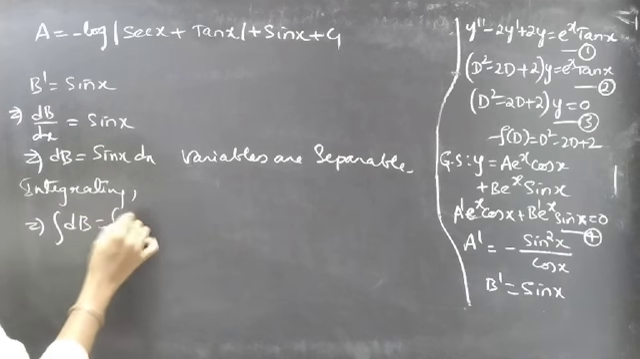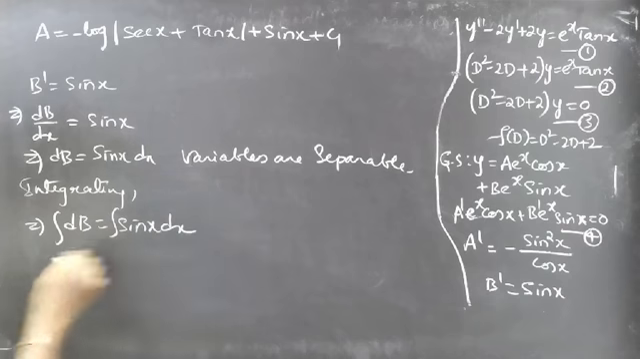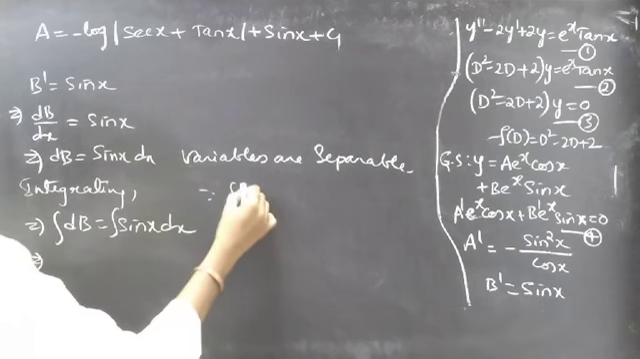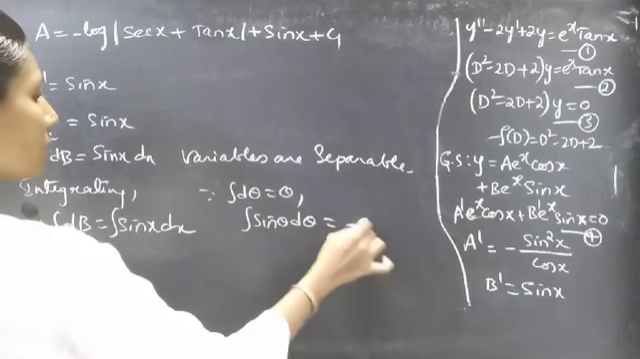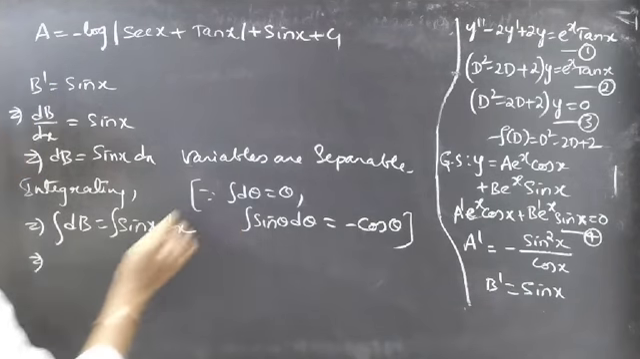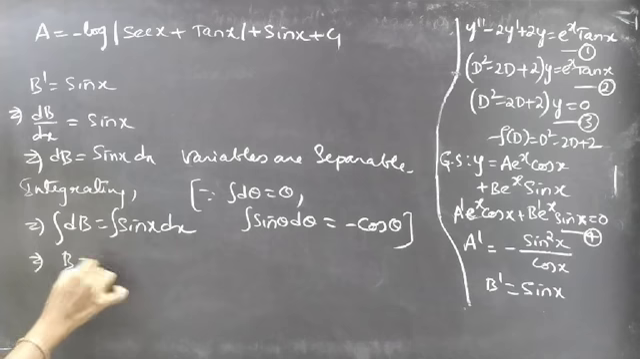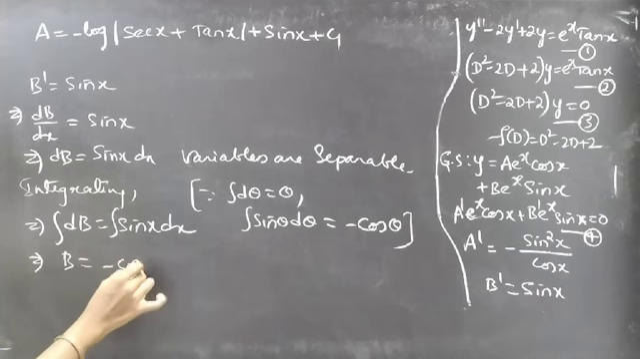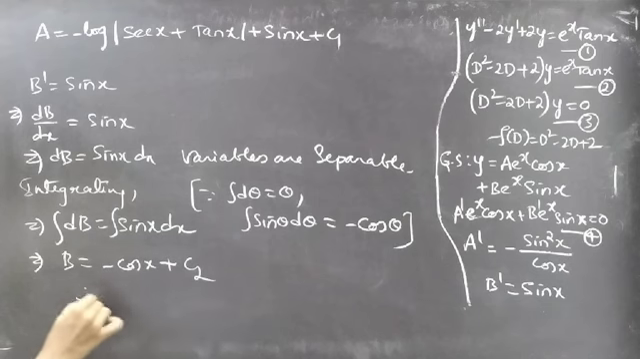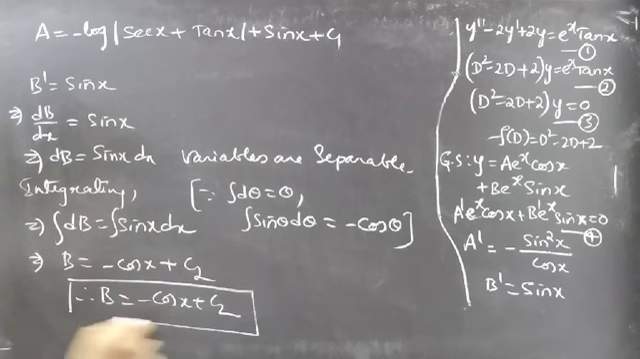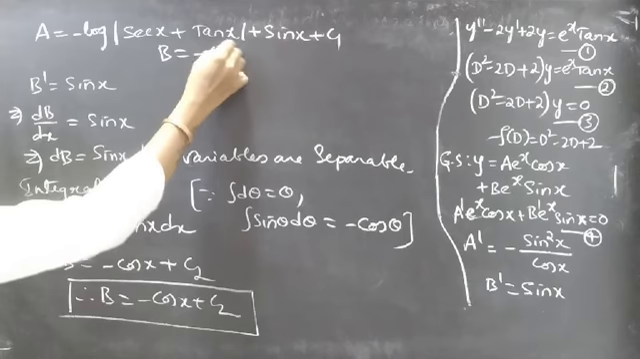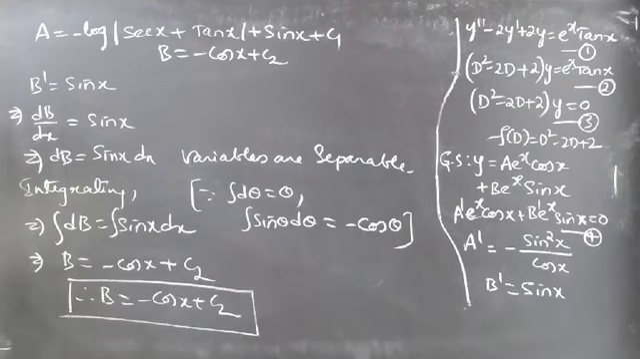Integral dB equal to integral sin x dx. Since we know that integral d theta equal to theta and integral sin theta d theta equal to minus cos theta, so we'll get integral db is b equal to integral sin x dx is minus cos x plus integral constant is c2. Therefore b equal to minus cos x plus c2. We got b. We got a and b. Let's now write the general solution using y equal to a e power x cos x plus b e power x sin x.